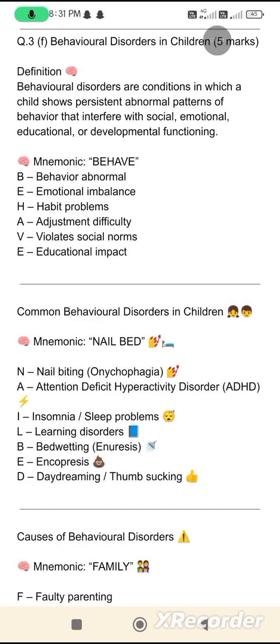Next is behavioral disorder in children. Behavioral disorders are conditions in which a child shows persistent abnormal patterns of behaviors that interfere with social, emotional, educational or developmental functioning. You can learn the definition of behavioral disorder by a word: behave. Common behavioral disorders which are seen in children: use mnemonic, nail bend.